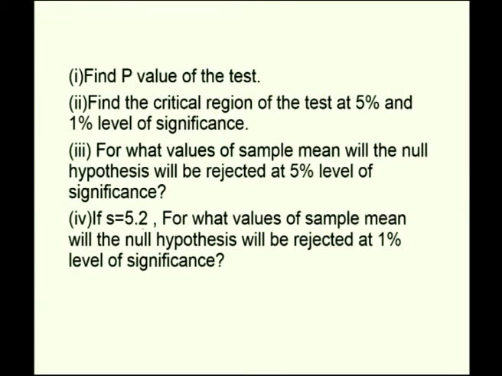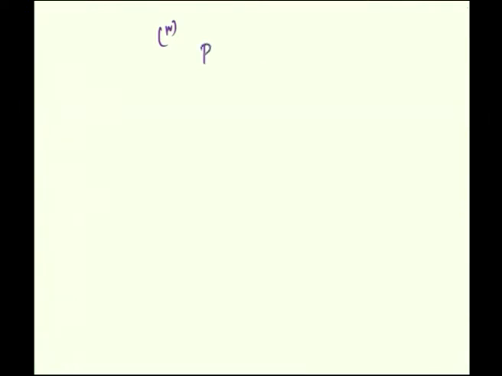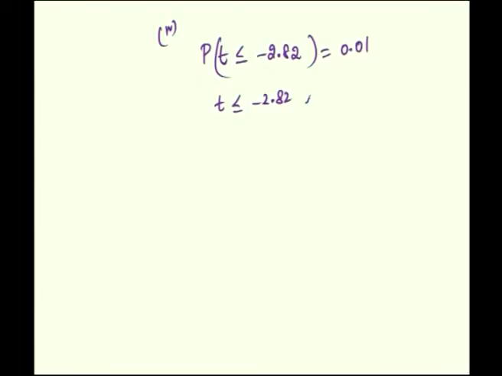What is the next question? If S is equal to 5.2, for what values of sample mean will the null hypothesis be rejected at 1% level of significance? So, first of all, again we have to calculate the same thing for 1% level of significance. We have just seen P of t less than or equal to minus 2.82 leads to the rejection region. T less than or equal to minus 2.82 is the critical region corresponding to 1% level of significance, right.